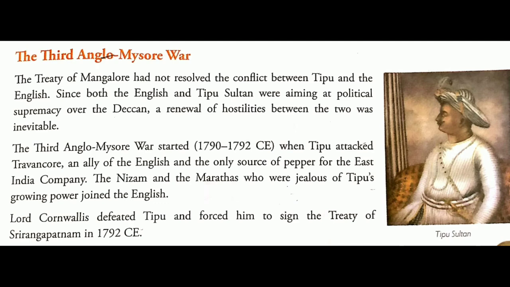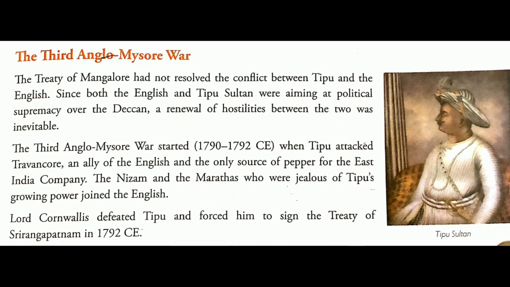Both the English East India Company and Tipu Sultan were trying to strengthen their power in the Deccan, that is South India, and during this time more revenge against each other could be seen. The Third Anglo-Mysore War started when Tipu attacked Travancore, an ally of the English and the only source of pepper for the East India Company. The Nizam and the Maratha, who were jealous of Tipu's growing power, joined the English. So here also we see that the Nizam, who could have helped Tipu Sultan, supported the English instead.